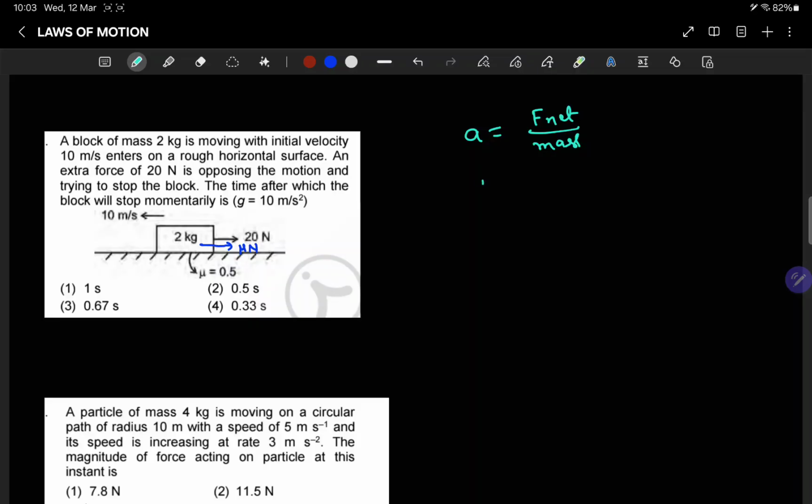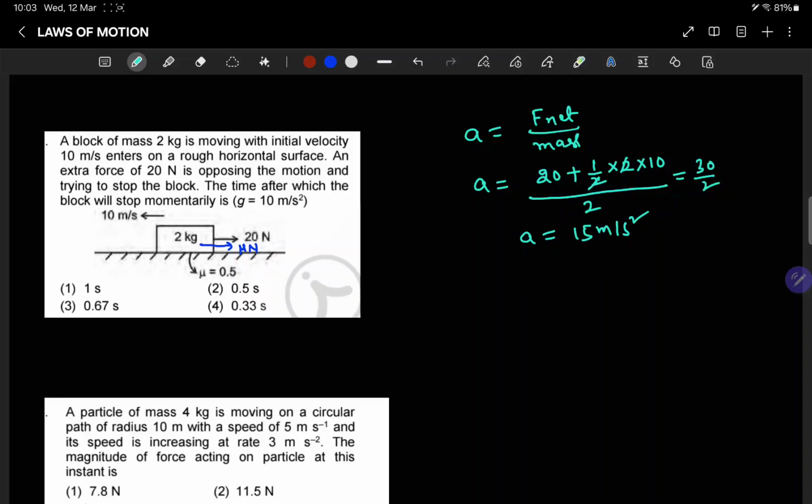Just listen. Acceleration a equals net force, which here is 20 plus mu times the normal force. Mu is given here as 0.5, that is 1 by 2. Normal force is mg, 2 into 10, divided by total mass, which is 2 kg. This 2 is cancelled. 20 plus 10 is 30. 30 by 2, so acceleration is 15 meters per second square.